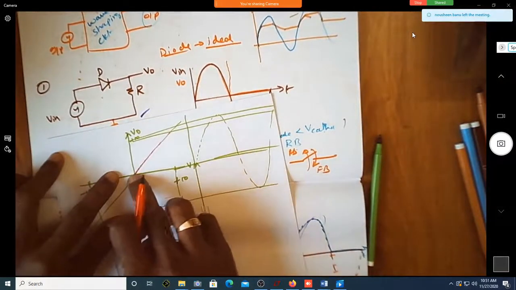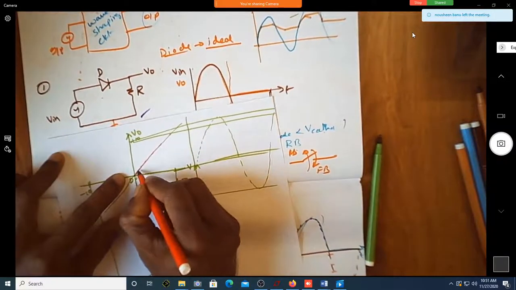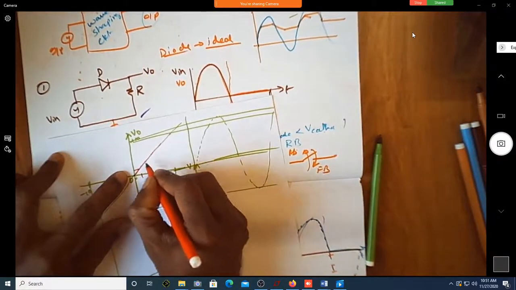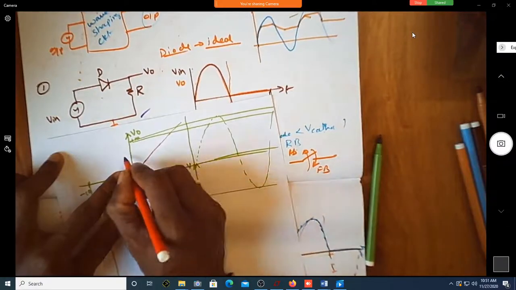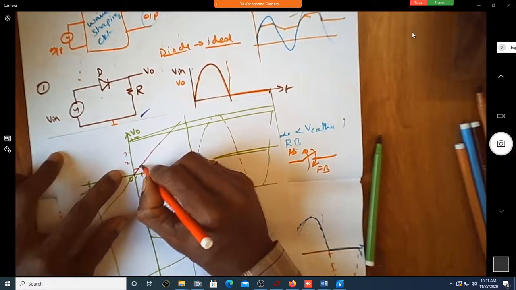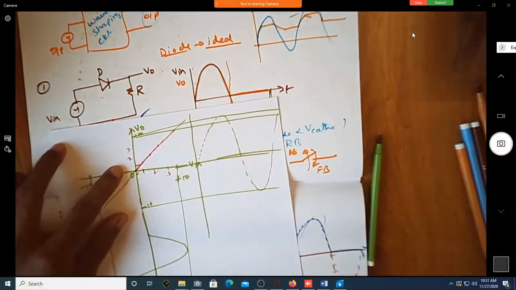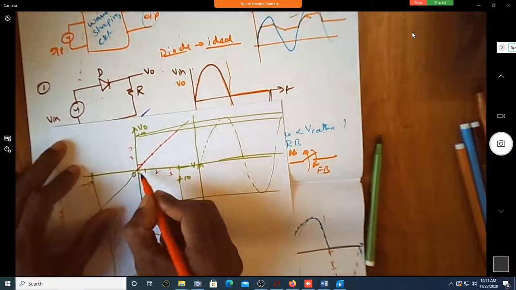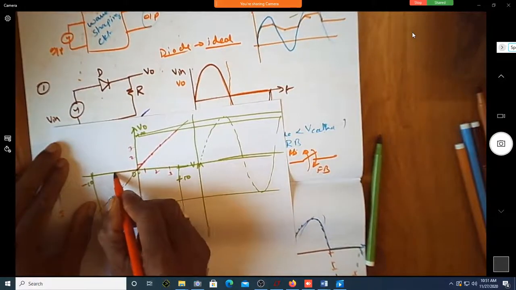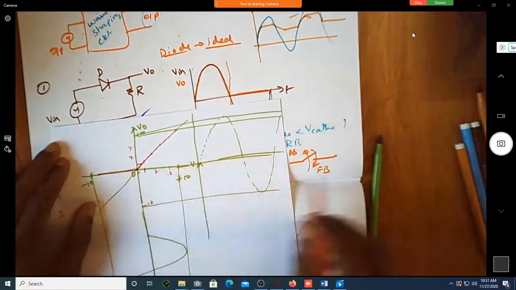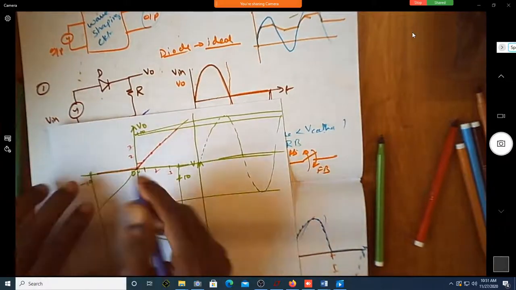As the input changes, if the input is 1, output is also 1. If the input is 2, output is also 2. If the input is 3, output is also 3. Joining these points makes this line. How about the output during the negative half cycle? Zero. This is my output, 0.